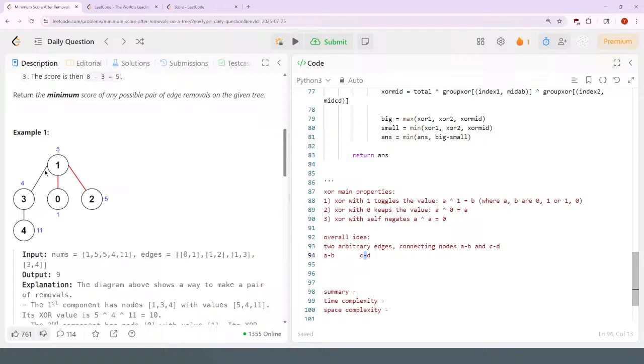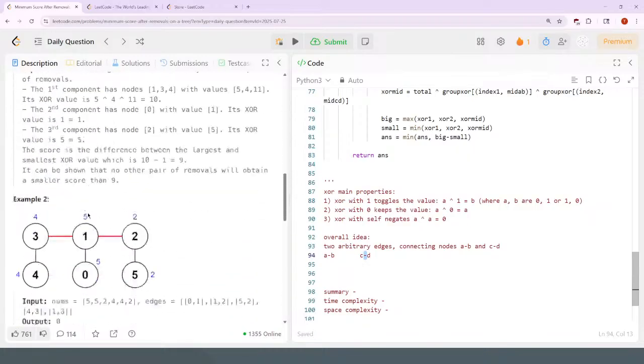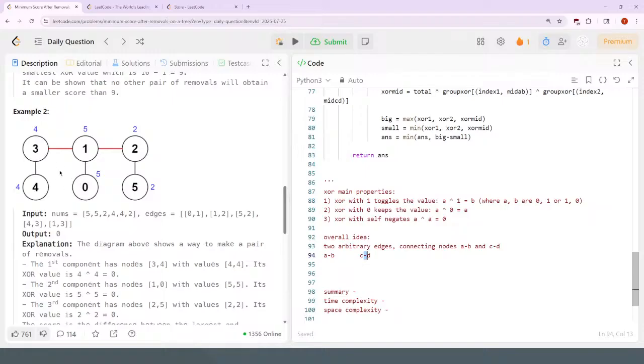If I select this edge between 1 and 3 and this edge between 1 and 2, then the middle group would be the one sharing node 1. That's this middle group. The side group would be the one with 3, 4, and the other side group would be 2. You can do that with any kind of arbitrary tree structure. Let's say I select this edge and this edge, then there's a side group that is 3, 4, and a side group that's 5, and a middle group that is 0, 1, 2.